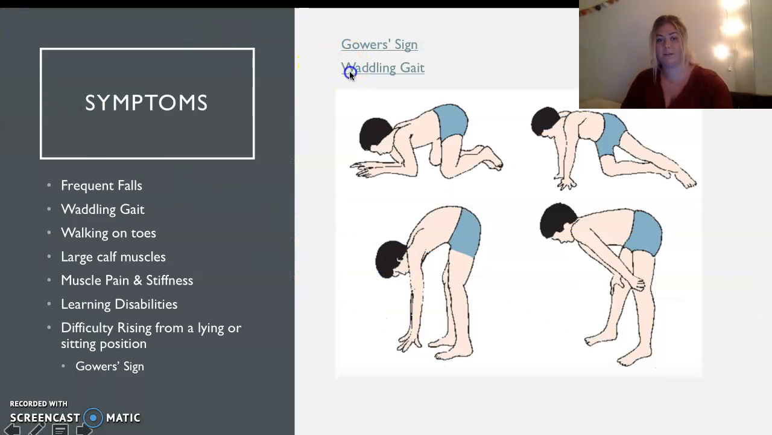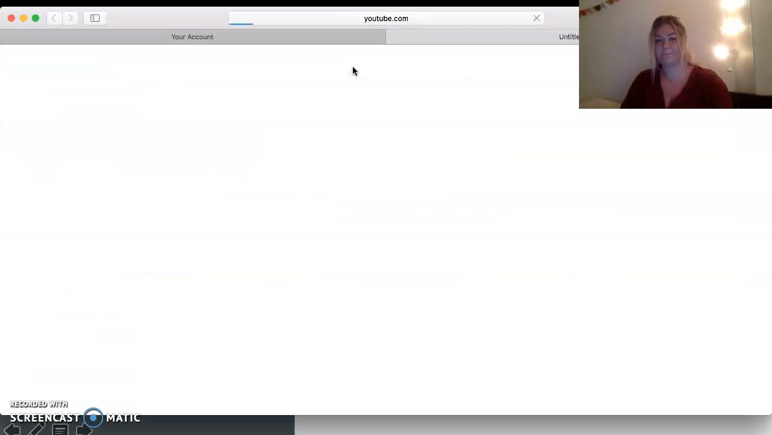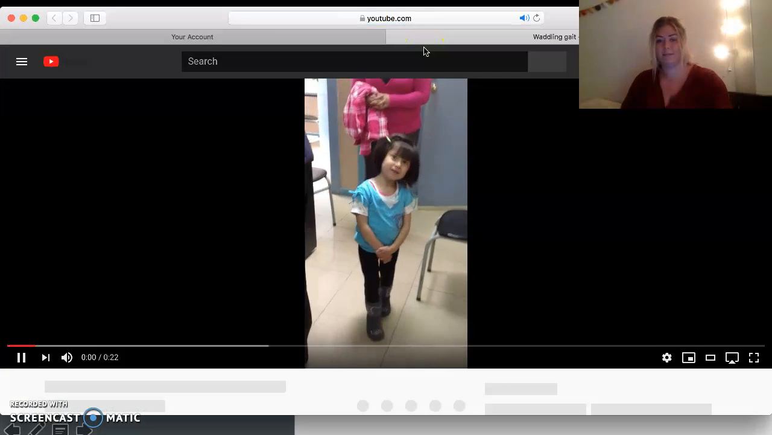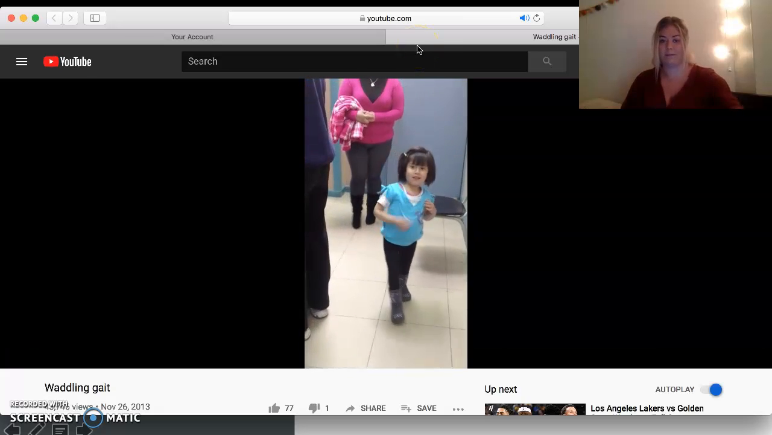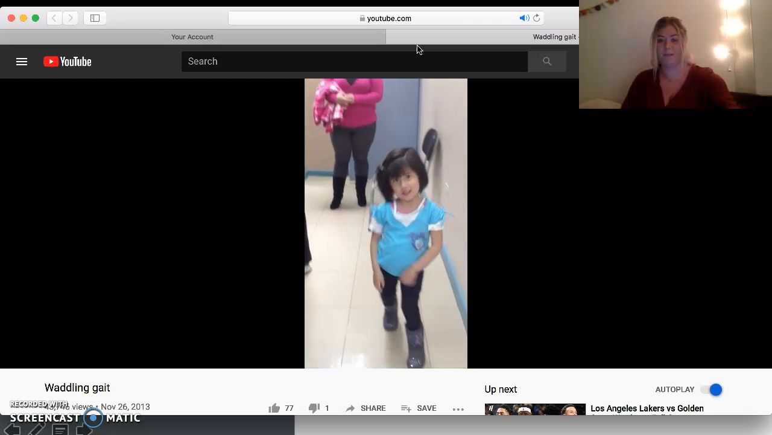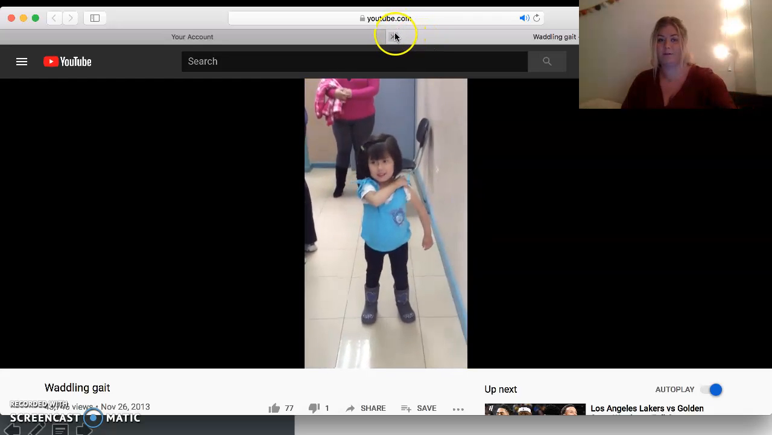And we'll also watch a video of the waddling gait, which is an abnormal walking pattern. And as you can see in this video, this young girl is sort of waddling rather than walking with her two legs one at a time. And this is caused by weakness in the pelvic girdle.